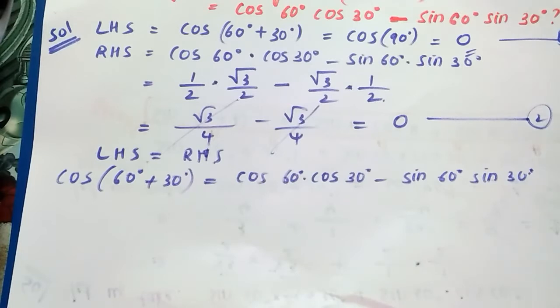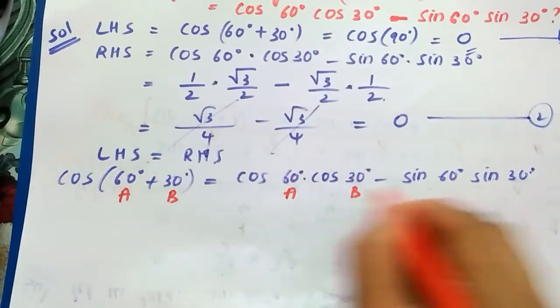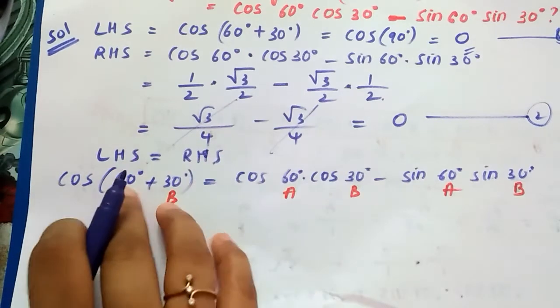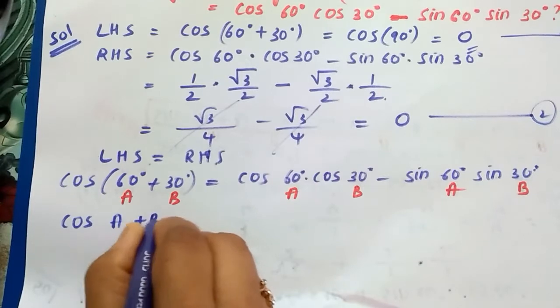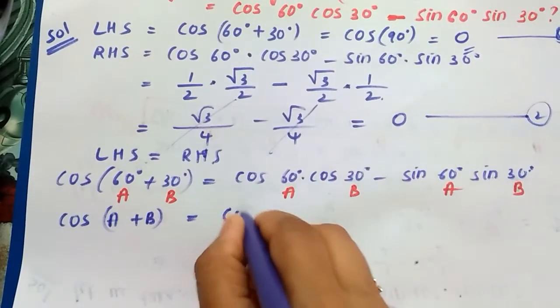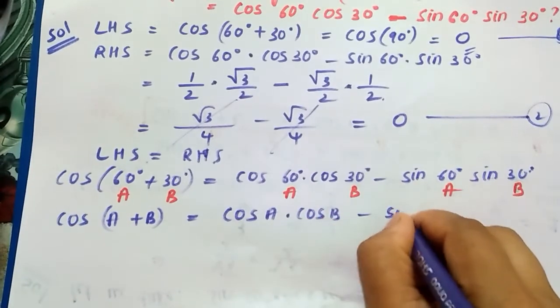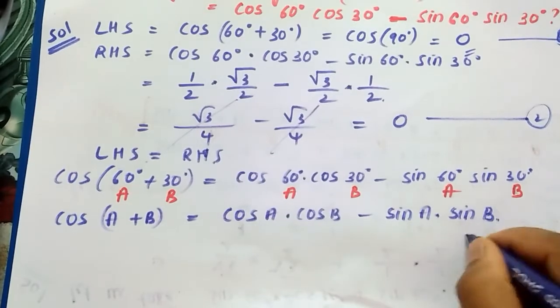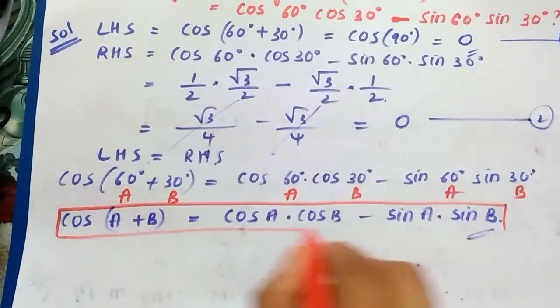So now what we are going to do is simplify that, making it an identity. This is A, this is B, this is A, this is B, this is A, and this is B. Now simply replacing these angles by A and B, so cos A plus B is equal to cos A into cos B minus sine A into sine B, right? So this is nothing but one of the identities.